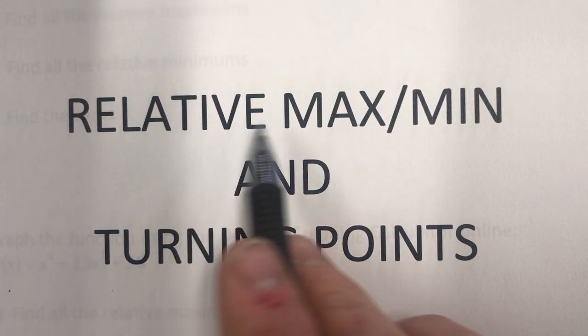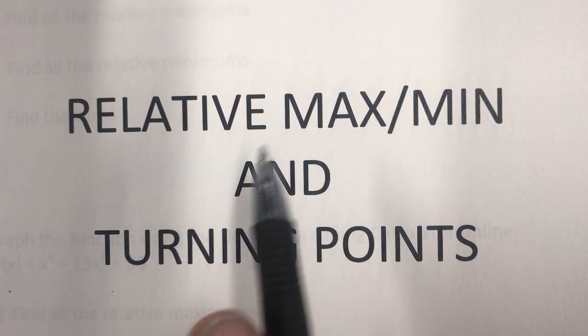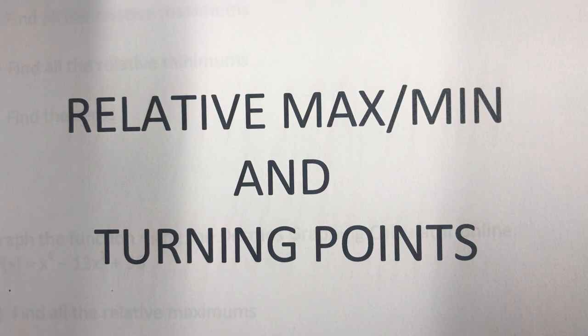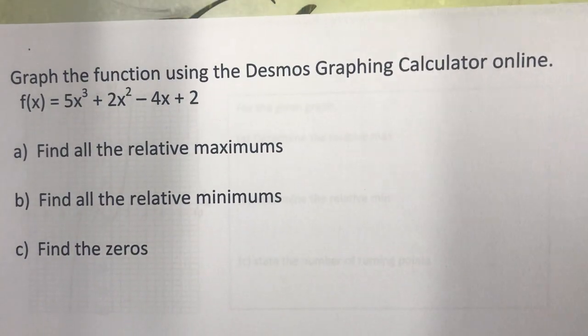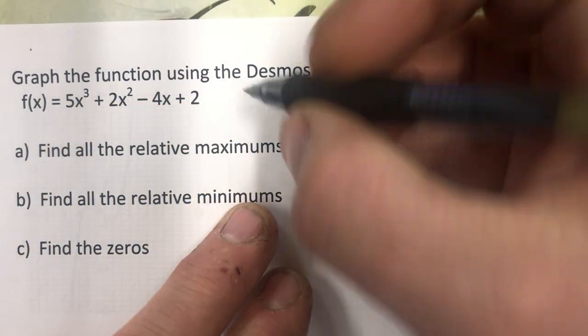All right, we're looking at relative maximum, relative minimum, and turning points. Also going to look at zeros of polynomial functions. In this first one here, graph this using the Desmos graphing calculator.